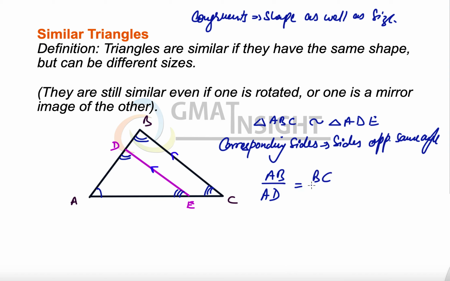Similarly, BC, which is the side of the bigger triangle, is opposite to this single line marked angle. In the smaller triangle, the side opposite to the single line marked angle is DE. So BC and DE are corresponding. Similarly, the third side is AC, which is the side opposite to this double line marked angle in the bigger triangle. In the smaller triangle, the side opposite to the same angle is AE.